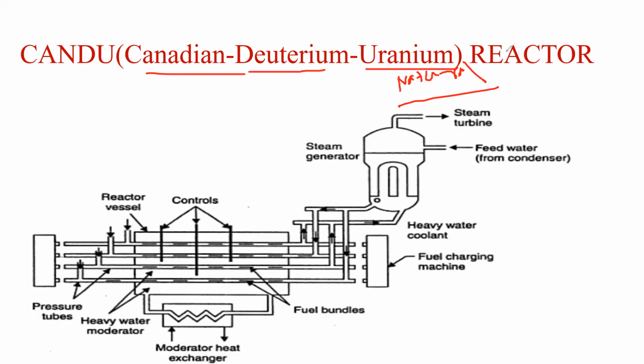And this name gives you the hint. What type of hint do they give you? Here we use deuterium and uranium. Deuterium and uranium are used in the CANDU reactor. They already give you the hint. So this is very important.